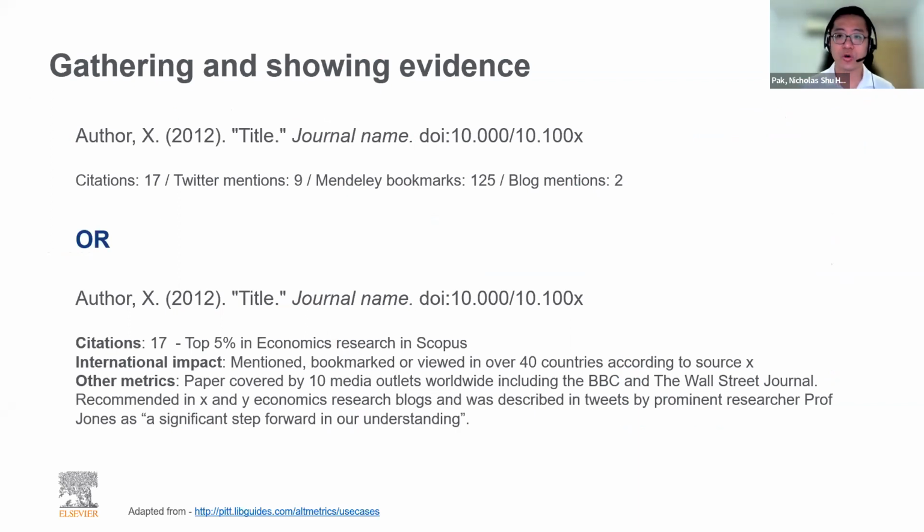But I want to encourage you to go a step further, right? So from this itself, I can say that I have 17 citations, but this is top 5% in economics research within Scopus itself, right? You need to contextualize it. In terms of an international impact, it's been mentioned, bookmarked, or viewed in over 40 countries, according to this particular source. The paper has been covered by 10 media outlets worldwide, including the BBC and the Wall Street Journal. It was recommended in X and Y economics research blogs and was described in tweets by prominent Professor Jones as a significant step forward in our understanding.